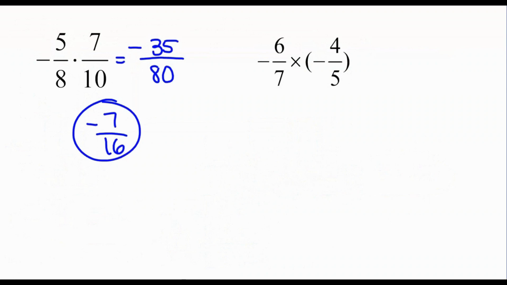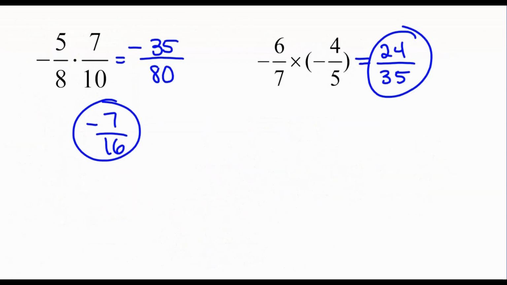There's my answer. Here, negative 6/7 times negative 4/5. A negative times a negative is going to be positive, so I just need to multiply the numerators together. I get 24. Denominators, I get 35. And that is actually simplified, and that's going to be positive because it was a negative times a negative. 24/35 is my answer there.